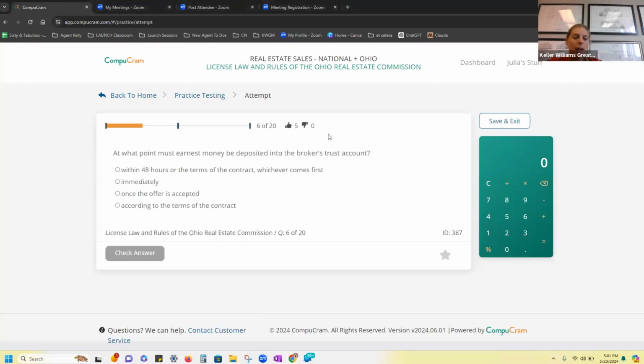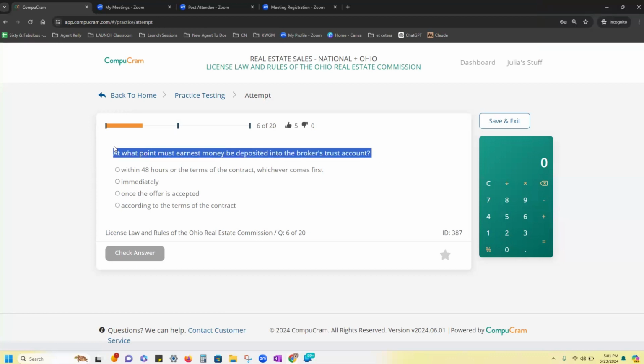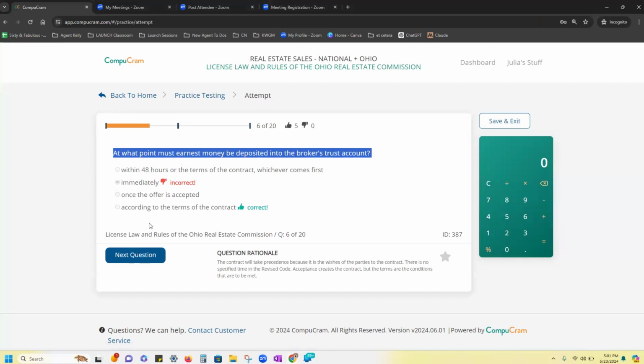All right. At what point must earnest money be deposited into the broker's trust account? Is that A, within 48 hours of acceptance or the terms of the contract, whichever comes first? B, immediately? C, once the offer is accepted? D, according to the terms of the contract? Immediately, B. Oh, it would be D, according to the terms of the contract. That tricks me. Of the contract, right?